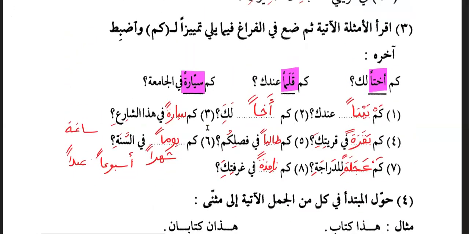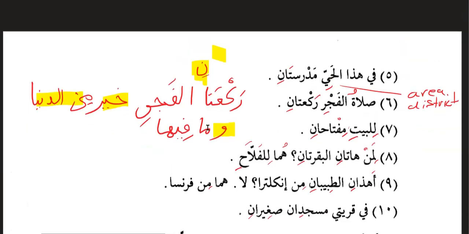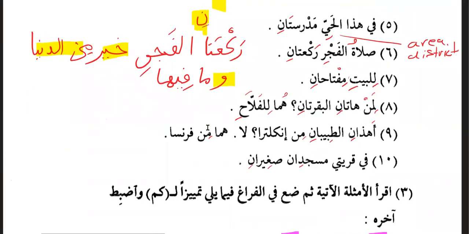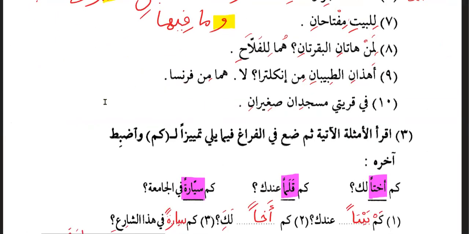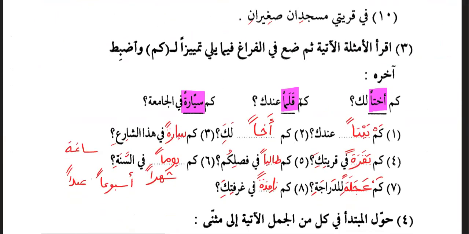Any questions about what we've done? I know we've done quite a bit, but the main focus is on muthanna, the dual. And all we do, we add alif and nun to a word to make it muthanna, and we've done the ism ishara hadhani, and then we've done kam for questioning, and then the tamyiz of kam, it always has to be singular, ending with an alif, except for the word that has a ta marbuta. Any questions?